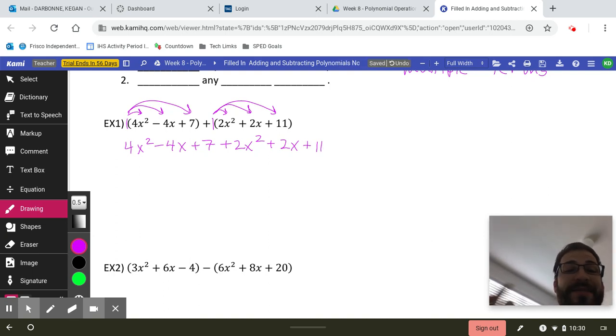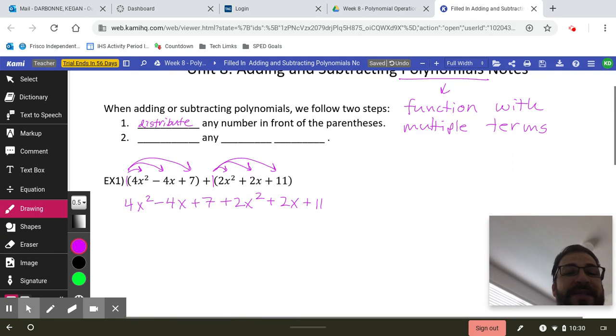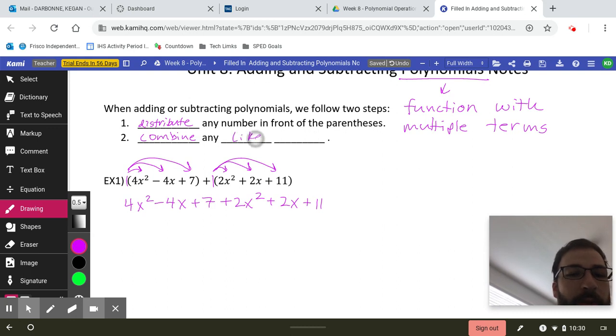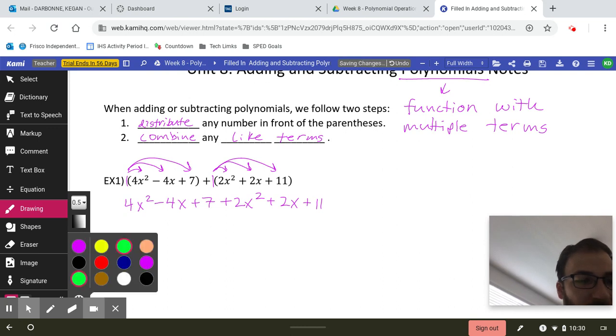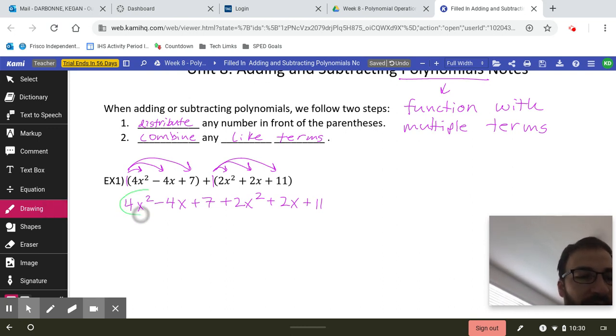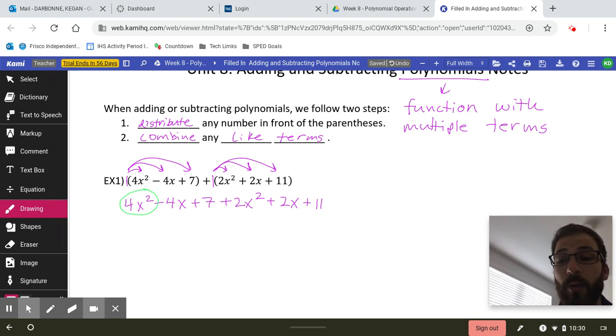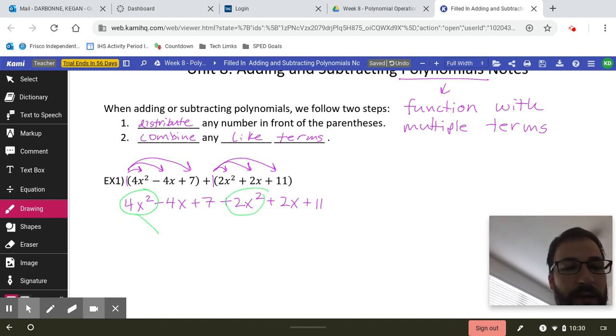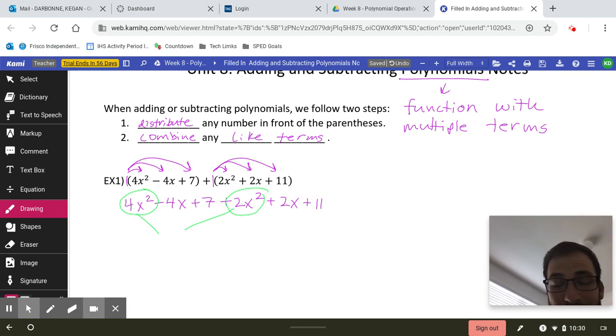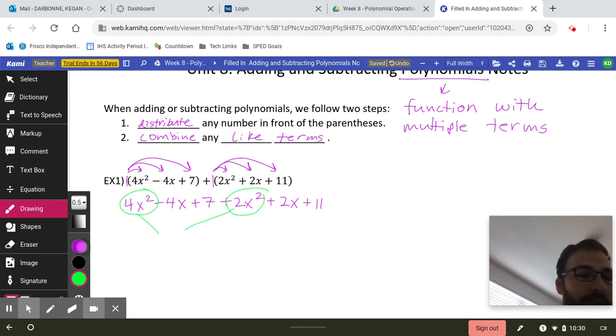Okay. Now our second step after we drop our parentheses is we want to combine any like terms. So as we always do, we want to start in the front. So I have 4x squared. What other term is like 4x squared? 2x squared. So positive 4x squared plus 2x squared is equal to 6x squared.